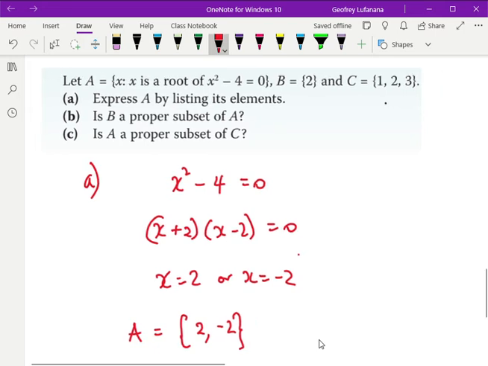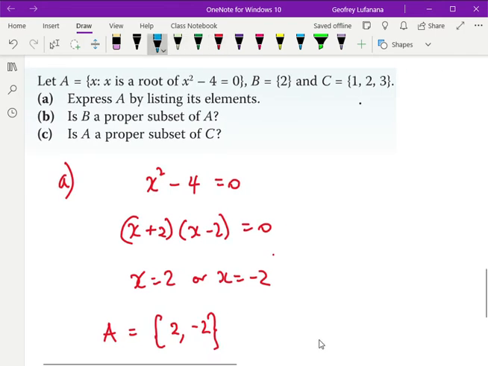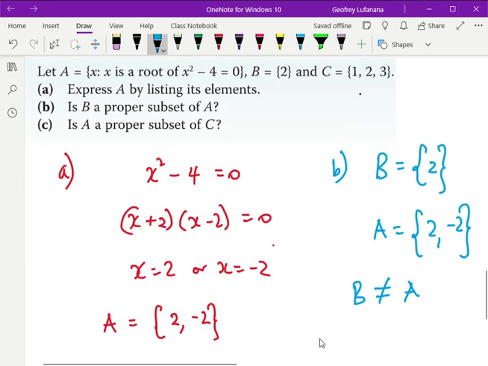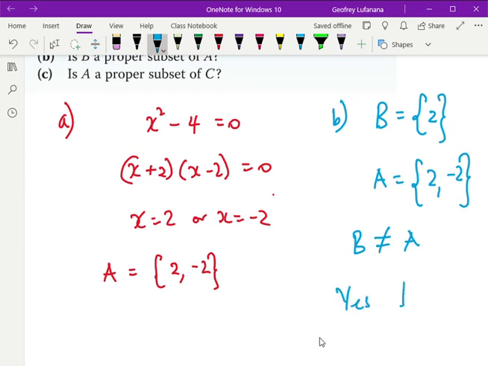The second part requires us to answer whether B is a proper subset of set A. Now B has that one member, whereas A has the members 2 and negative 2. Now remember, for a proper subset, B should not be equal to A. And then realize that 2 is both in A and B, so basically all the members of B are there in A. So is B a proper subset of A? Yes, B is a proper subset of A.